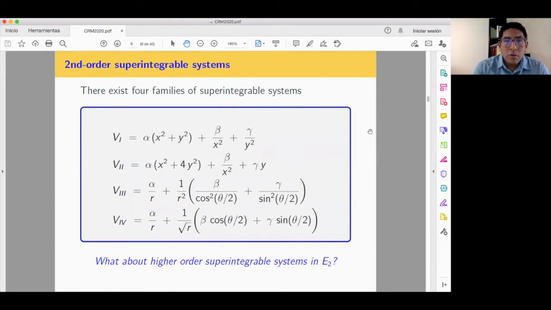To summarize the results for this second-order superintegrable system, here there is a table. So there exist 4 families of superintegrable systems, V1, V2, V3, and V4. Each of them depends on 3 parameters, alpha, beta, and gamma. And as we can see, they can be considered as an isospectral deformation of either the harmonic oscillator or the Kepler problem. The next step is to ask, what about higher order superintegrable systems still on the plane, but with integrals of order larger than 2?